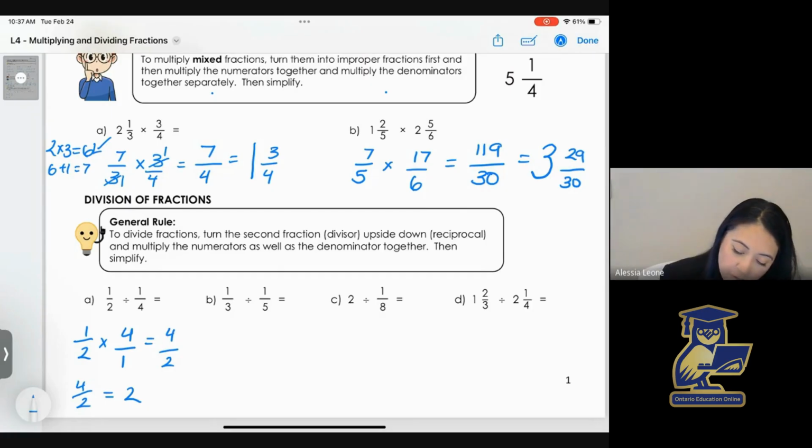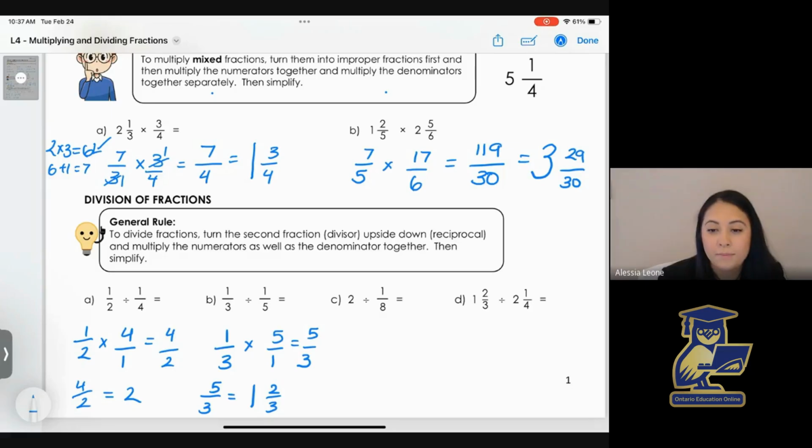Going to the next one, we have 1/3 divided by 1/5. So we're going to keep the first fraction. We're going to flip that second fraction. So it's going to become 5/1 and multiply. So we have 5 times 1 is 5/3. Now this we can turn into a mixed fraction because that's an improper fraction. So how many times does 3 go into 5? 1. And then what are we left over with? 2/3.